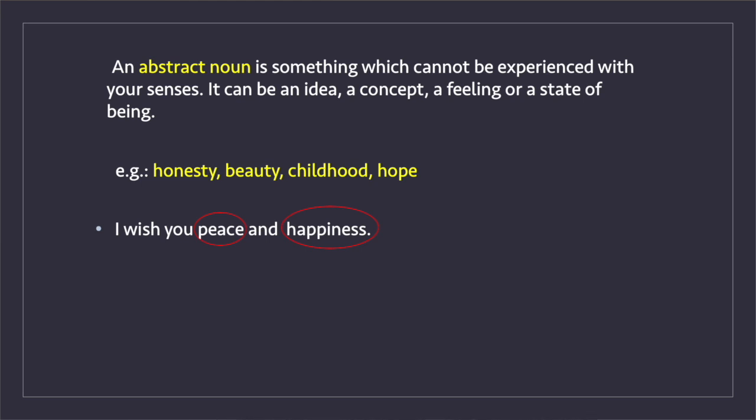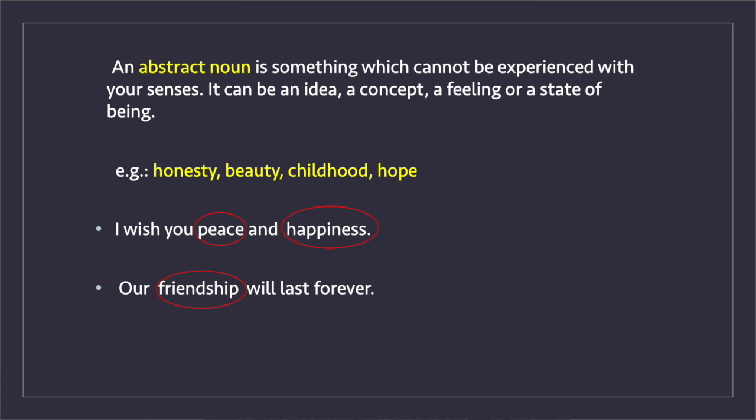Now, sentence number 2, our friendship will last forever. I'm not talking about friends. If it was a friend, it's a concrete noun. You can see your friend. You can listen to him. But here I'm talking about friendship, which is just a state of being. But still, it's a noun, but it's an abstract noun.